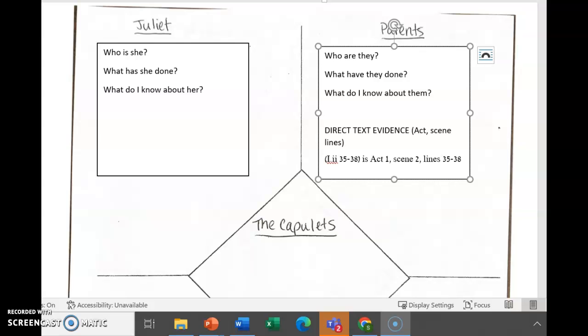All right, so you've read a couple of scenes from Romeo and Juliet, and one of the activities we want to start doing is keeping track of who these people are and what we know. So you should have a handout that looks something like this. It has the Capulets on one side and the Montagues on the other. So I'm just going to show you some things that you could or should think about putting in these squares.